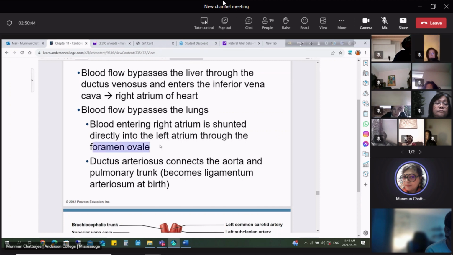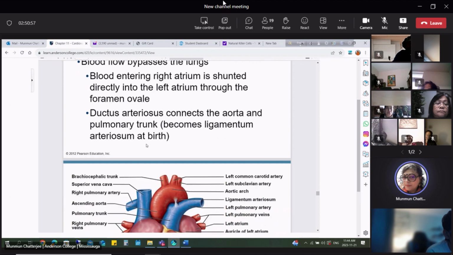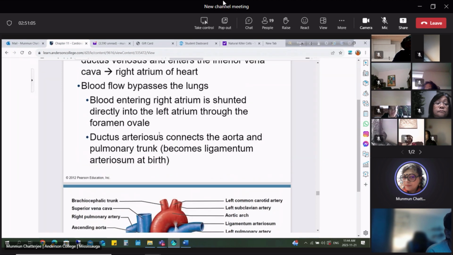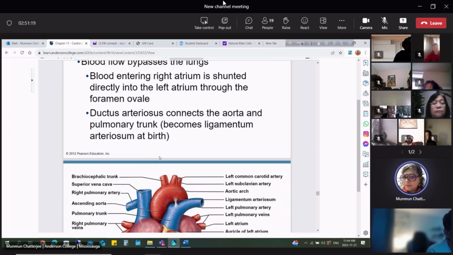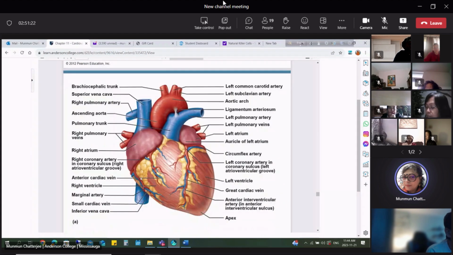As you slowly grow older, this becomes closed. But at the beginning, that hole stays in between the right atrium and the left atrium. What is the ductus arteriosus? It connects the aorta and the pulmonary trunk and becomes the ligamentum arteriosum at birth. So these are the common things. It may come as a question. What is the foramen ovale, and what is the ductus arteriosus? So this is the same structure again.